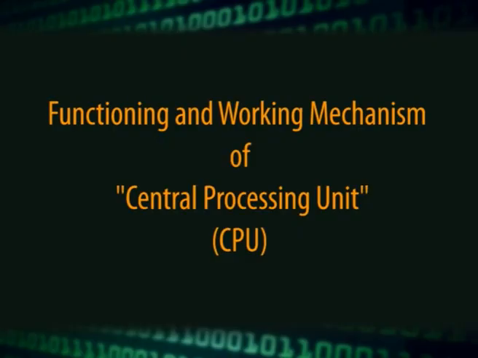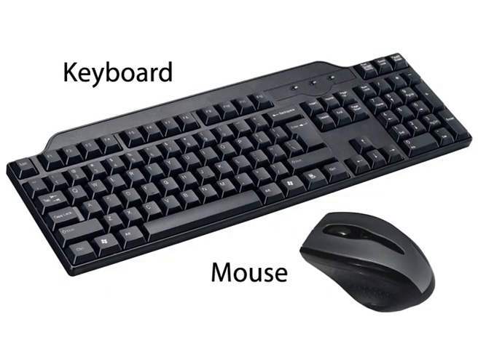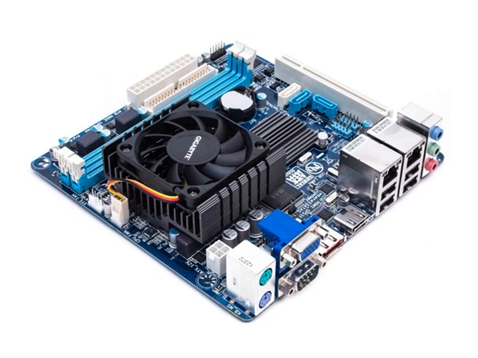Hello everybody, today we are going to study the functioning and working mechanism of the central processing unit, called CPU in short. Before we talk about CPU, let us revise the components of a digital computer. A digital computer consists of input devices like keyboard, mouse, and output devices like monitor, printer, and a main cabinet unit consisting of CPU, memory and I/O controllers.